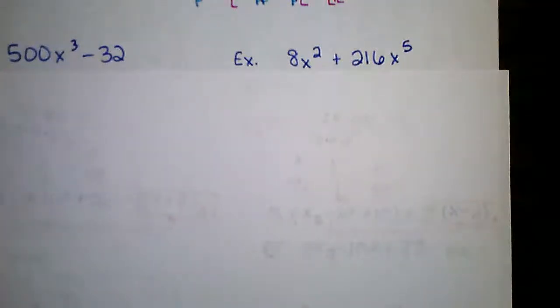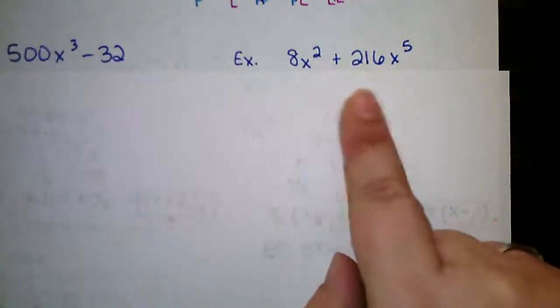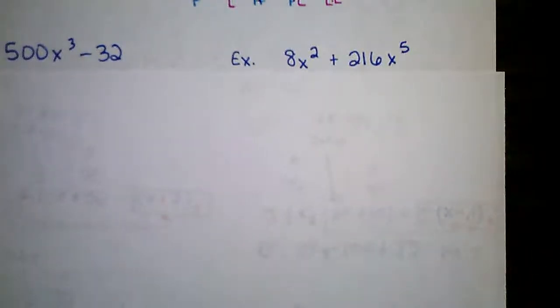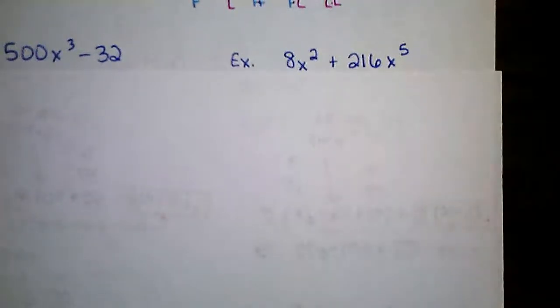Last problem though, so let's write this down. 8x squared plus 216x to the fifth. So the first thing we need to do on this is look and see if we have a GCF, because we actually don't know how to deal with x to the fifth, correct? The highest we've gone is x to the third.